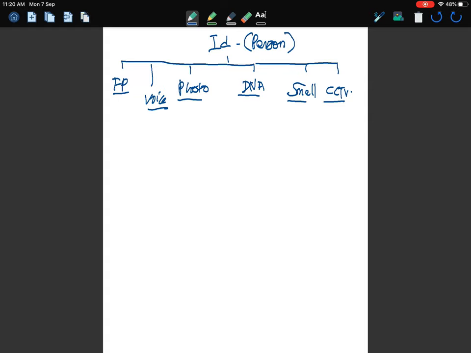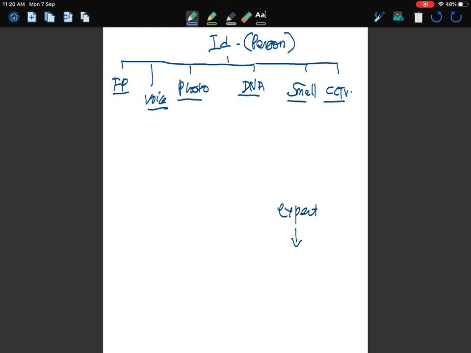Now, if you read section 45, opinion of third persons when relevant, subsection 1: when the court has to form an opinion upon a point of foreign law or of science or art, or as to identity or genuineness of handwriting or finger impressions, the opinion upon that point of persons specially skilled in that foreign law, science or art, or in questions as to the identity or genuineness of handwriting or finger impression are relevant facts.